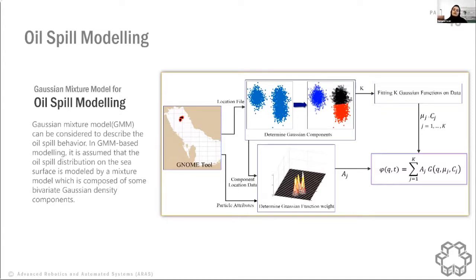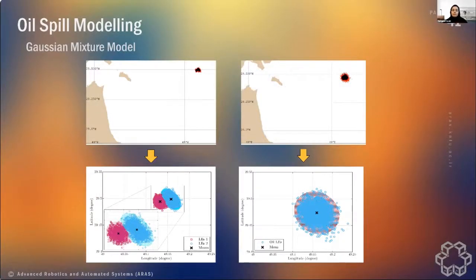Here you can see the results of the proposed strategy. In the picture you can see that the oil spill is decomposed into two slicks, and then after some time the oil spills become unified and we have one oil spill.